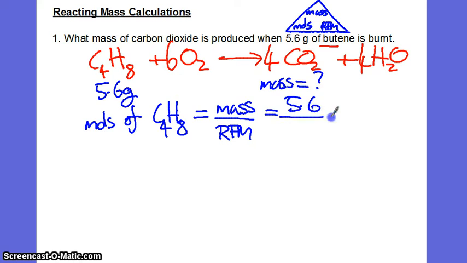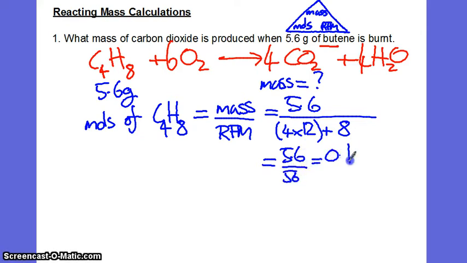5.6 divided by the RFM of butene. So we've got 4 carbons, so carbon weighs 12, and we've also got 8 hydrogens, and that comes out as 5.6 over 56, which is 0.1. So we've got 0.1 moles of butene. That's the first part of our calculation.